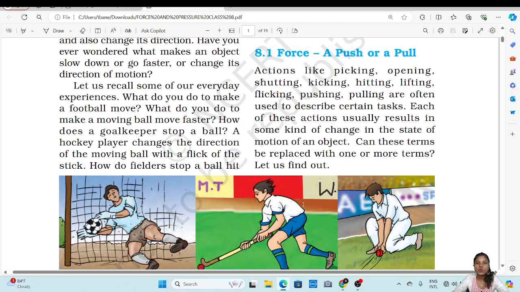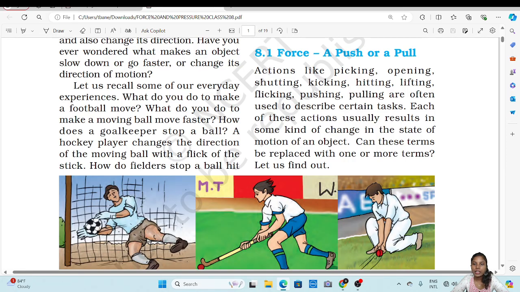We pick something that has fallen, we open a door, we shut a door, we kick something on the road, we hit something, we lift many things. We lift our bags every day. Then there's pushing, pulling. All these tasks or activities are done on a daily basis.